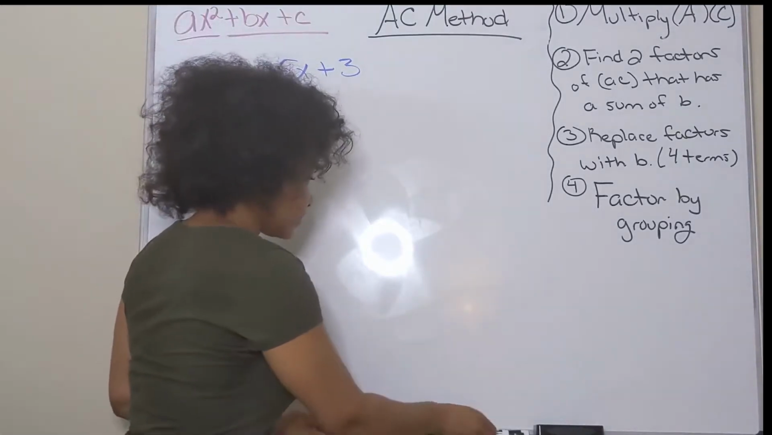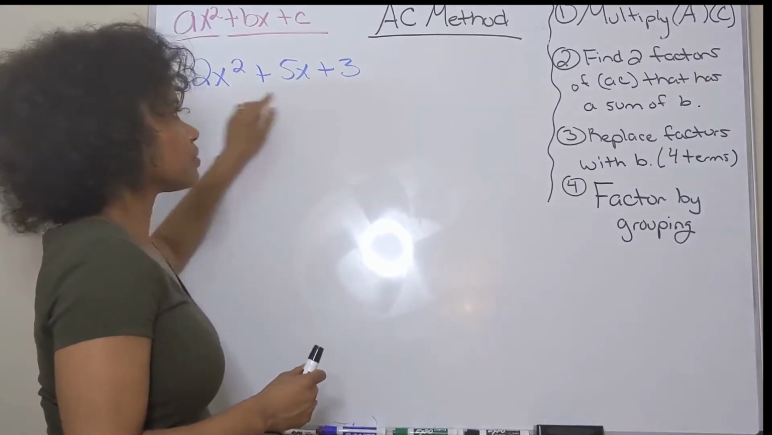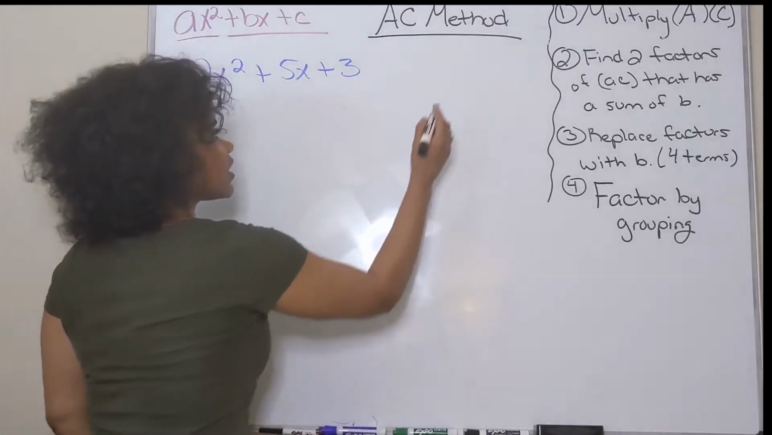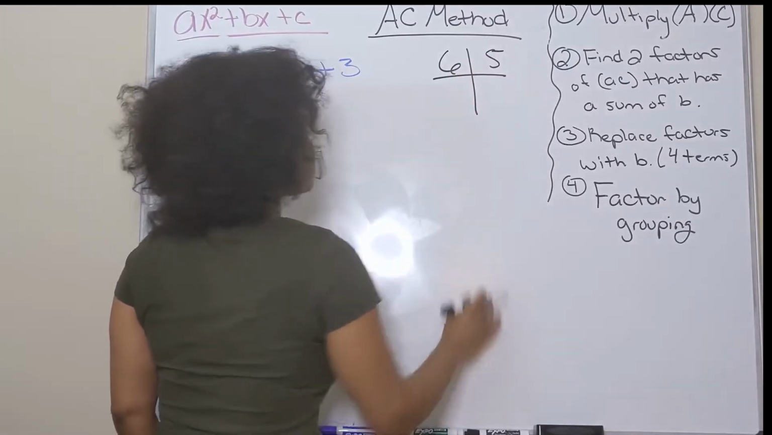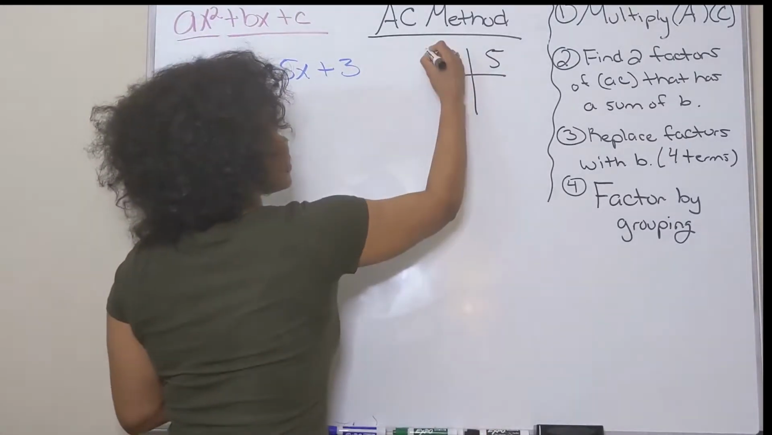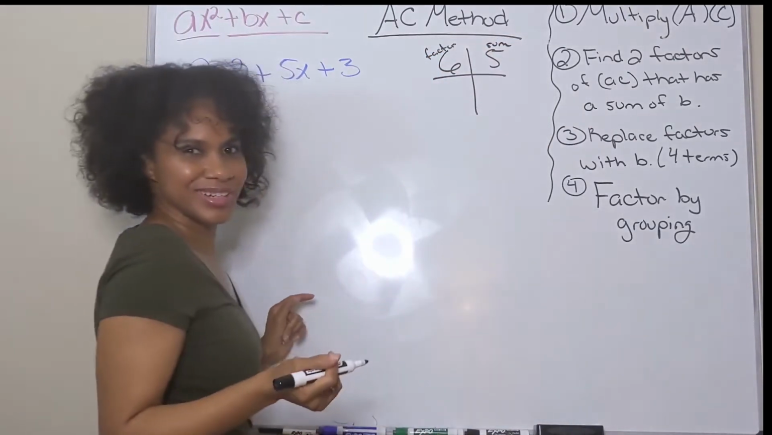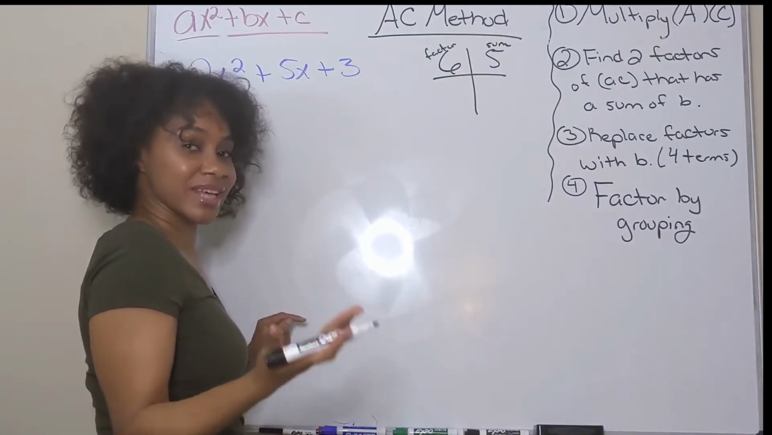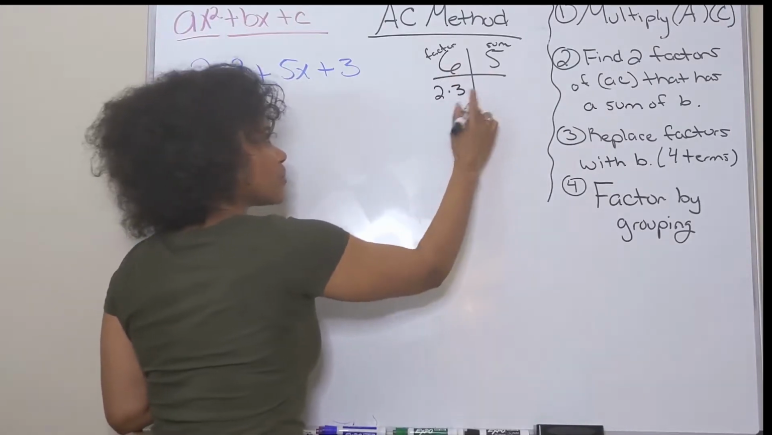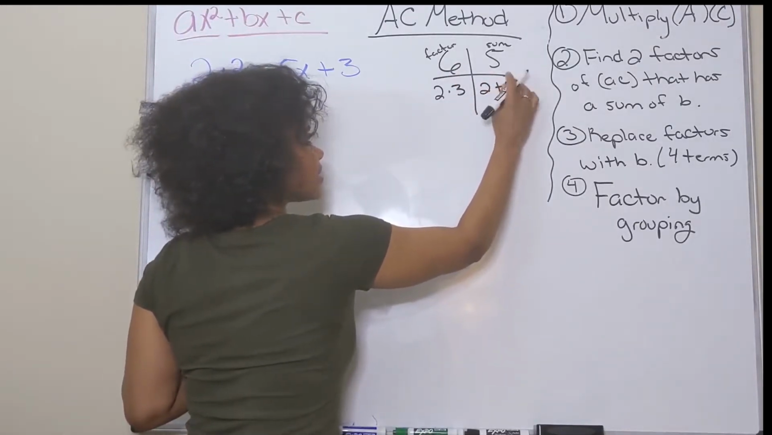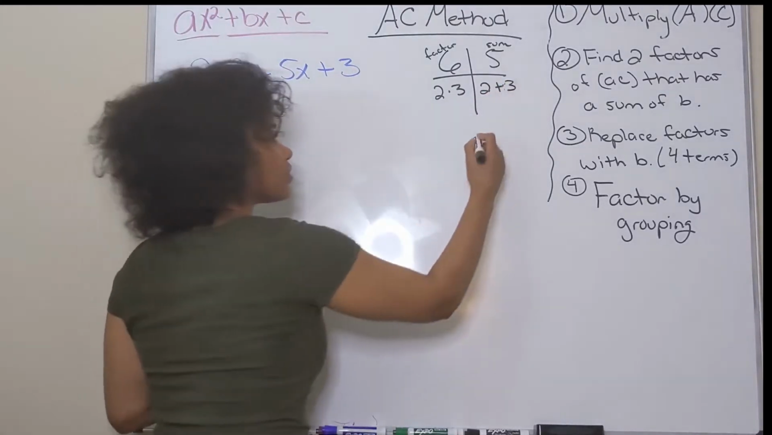Alright. So my first step is to multiply a times c. So my a is 2 and my c is 3. And that was going to give me 6. Just drawing a little t-chart. Alright. I want to find factors of 6 that have a sum of 5. This is an easy one. 1 times 6 doesn't work because you get 7 when you add it. But 2 times 3, when you multiply it, it gives you 6. But when you add it, it does in fact give you 5. So our factors are 2 and 3 that we're going to use.